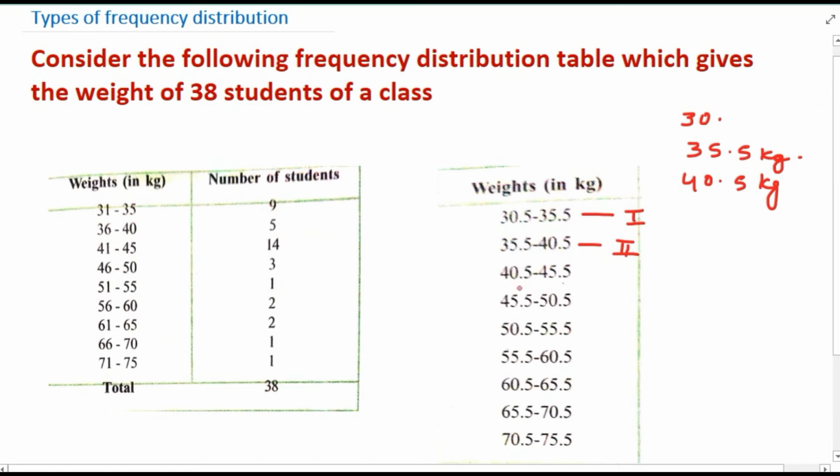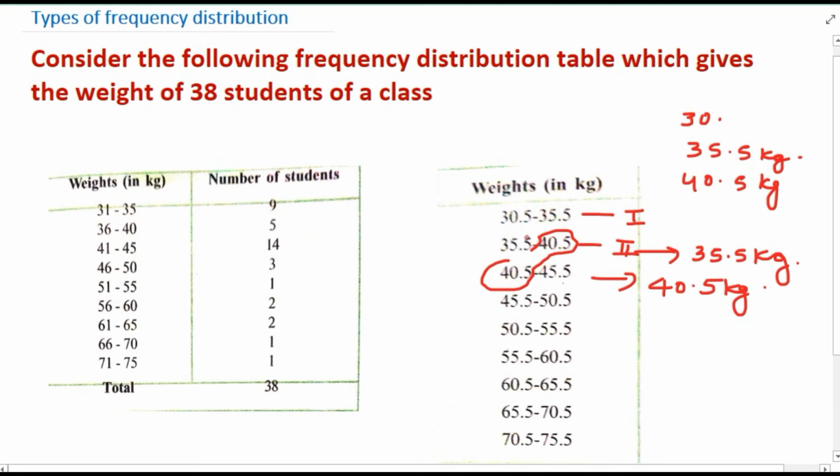So now what will we do? In which class interval will we include 35.5 kg, and in the same way 40.5 kg? 40.5 kg is also in both class intervals. So by convention, we will include this 35.5 kg in the second class interval, and in the same way 40.5 kg is included in the third class interval. So this is by convention that we are doing it like this.